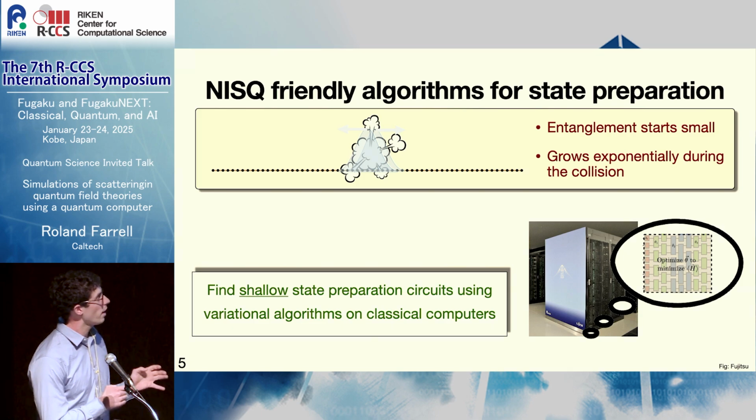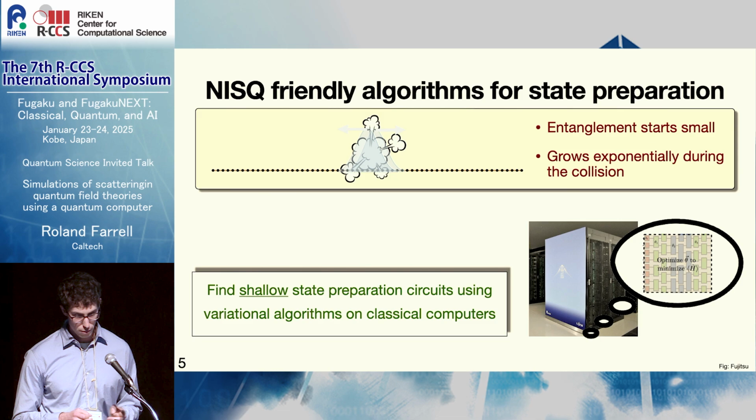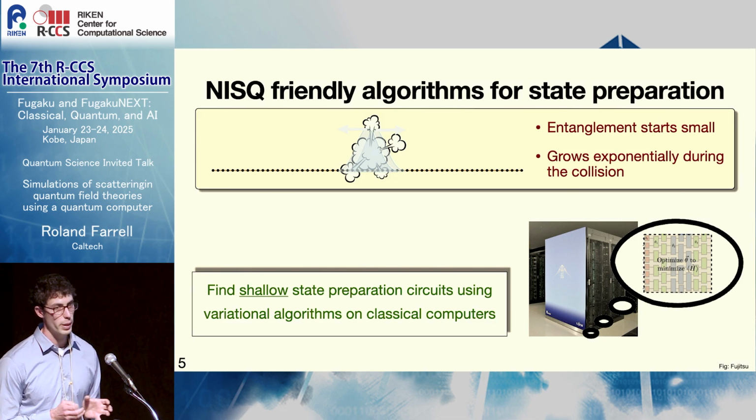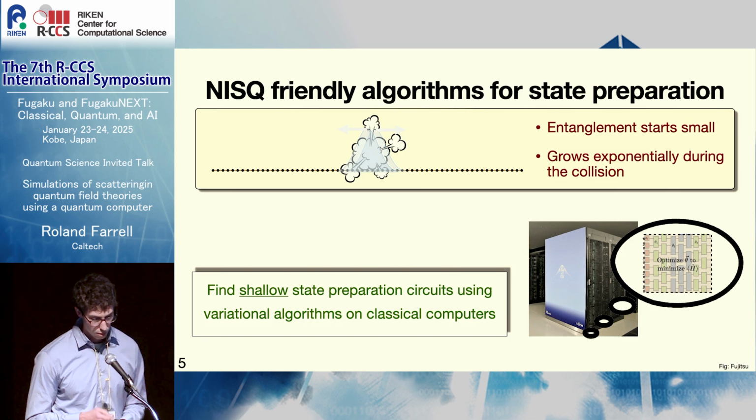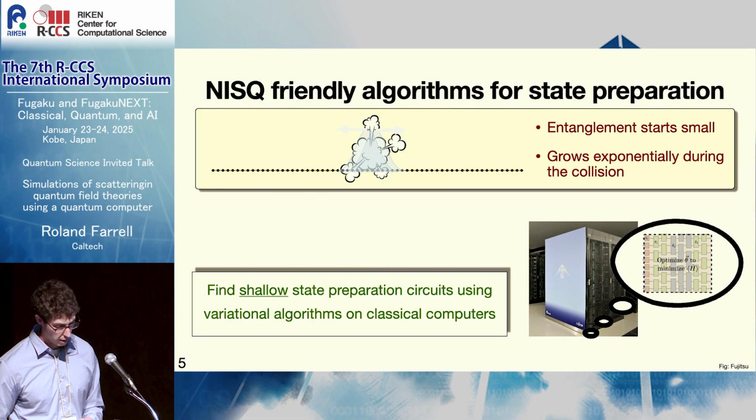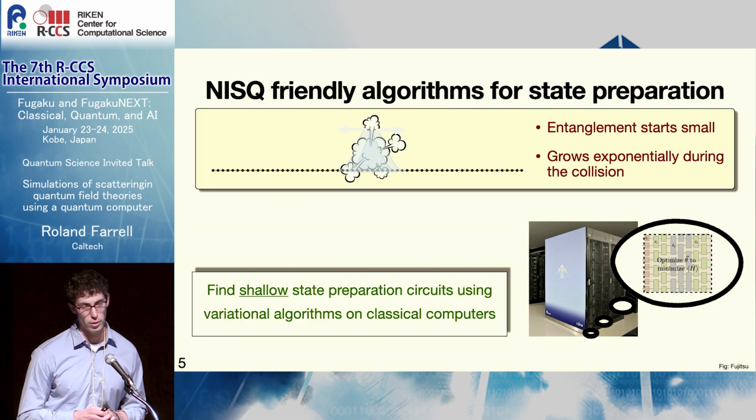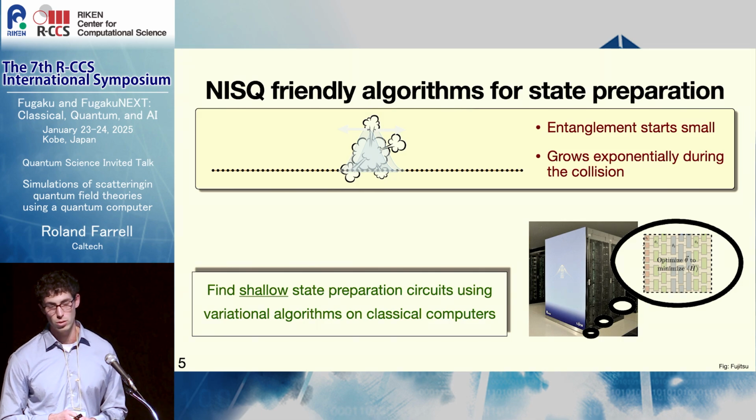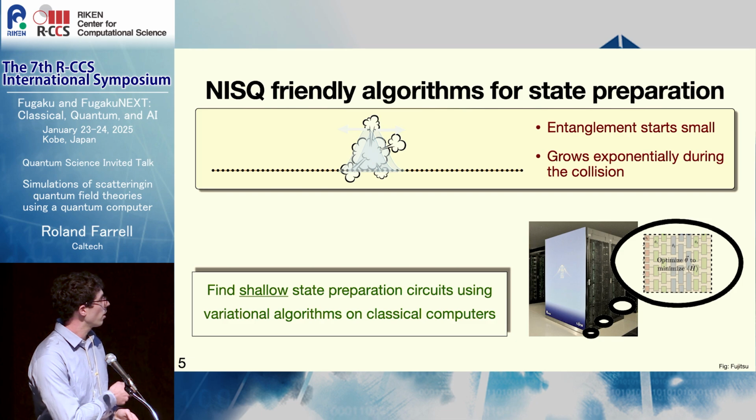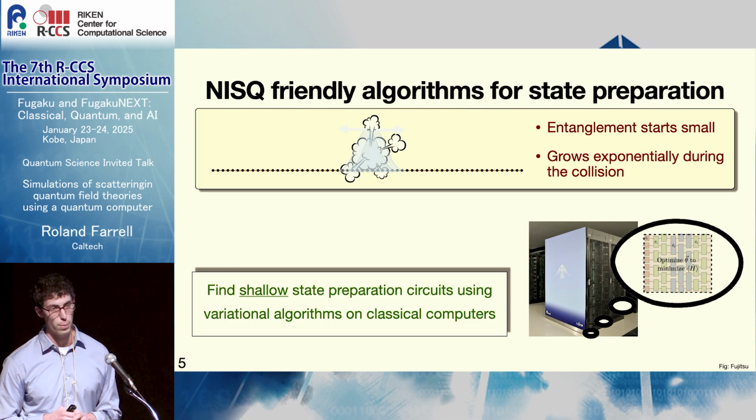But the very nice thing is that this initial state actually does not have a lot of entanglement. And this kind of means that we expect to be able to simulate it efficiently using these tensor networks or matrix product state methods. So the idea that I'm going to propose is, are we able to find these shallow state preparation circuits using quantum variational algorithms run on classical computers? And what's very nice about these variational algorithms is they find very shallow circuits for doing your state preparation task.